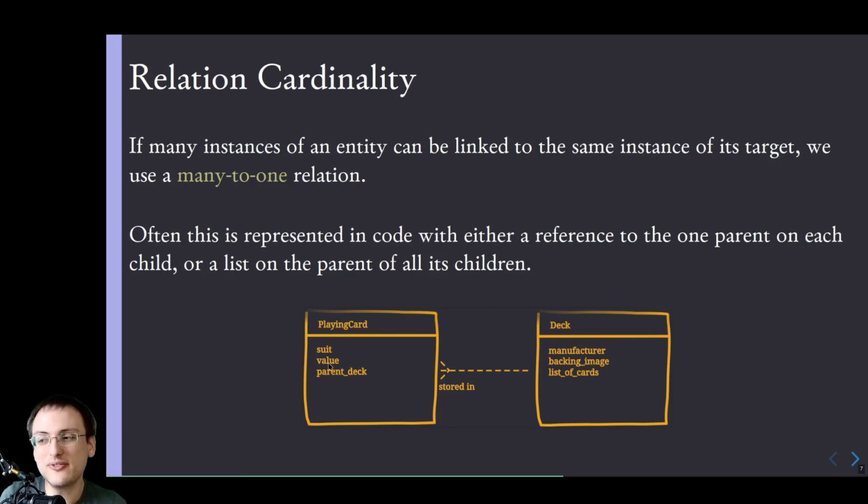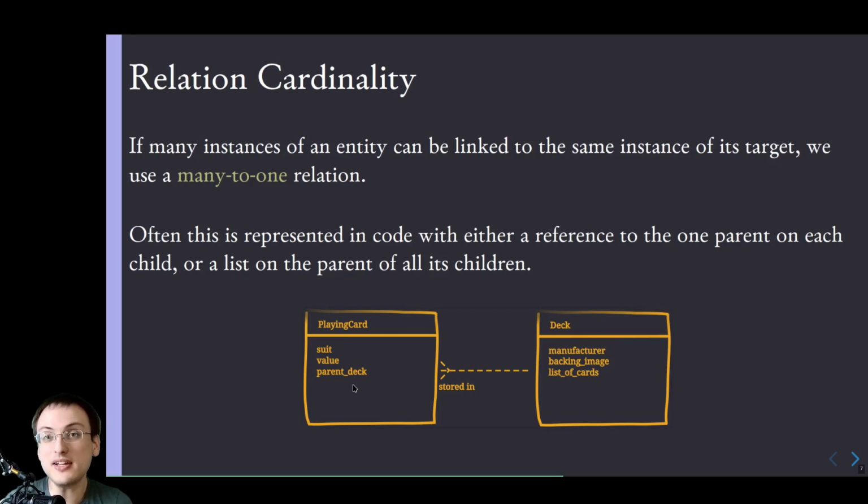So because we have many playing cards, we put that little crow's foot there to demarcate that there might be more than one that are linked to the same thing. In code, we often represent this with a list. Our deck object would have a list of card objects inside of it. Sometimes we might also represent it with a reference, where each card has a reference to the deck that it belongs to, its parent deck.